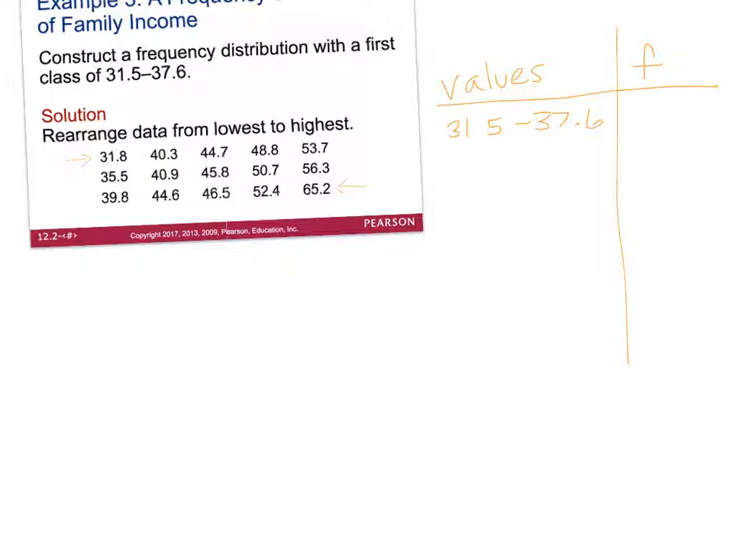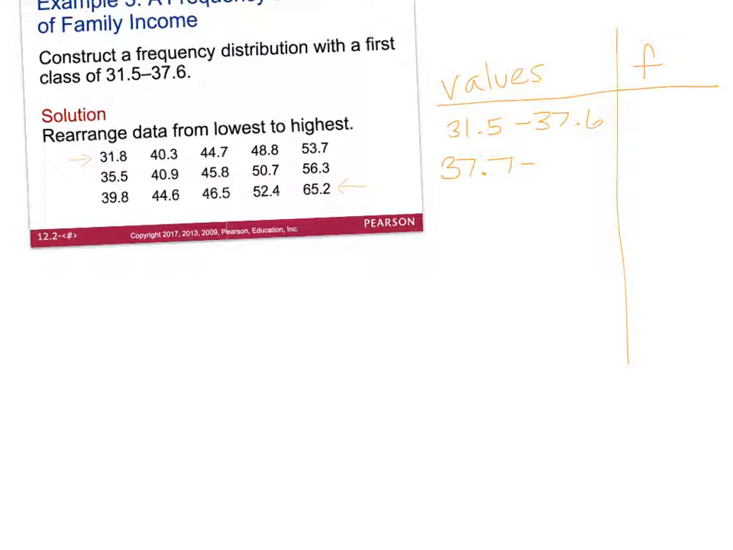Now, you see how they're going to one decimal place? That's important to pay attention to, because when you go to your next class, you want to go up by one decimal place. So we'll start at 37.7. Now here's where a lot of people get stuck: they don't know how high up to go.